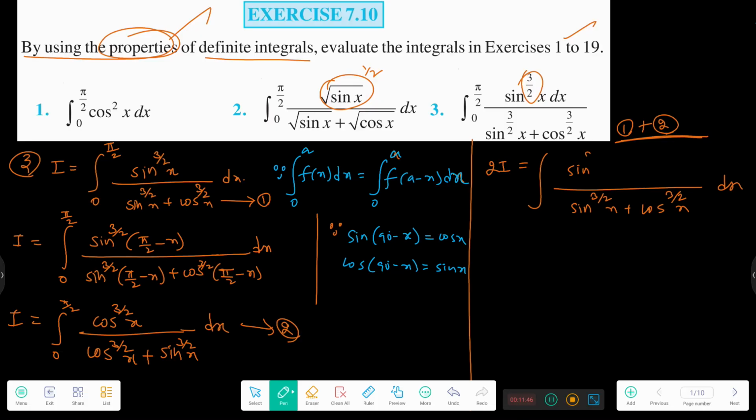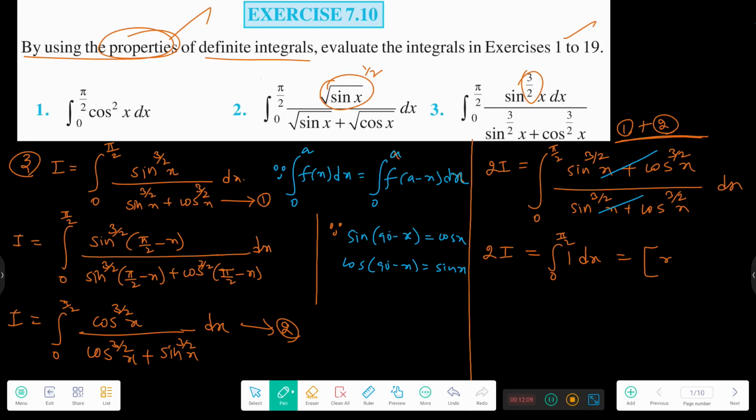So that is sin power 3/2 x plus cos power 3/2 x, with x from 0 to pi by 2. So 2 times I is equal to the integral from 0 to pi by 2. You can cancel the numerator and denominator. Understand? So that I am getting 1 into dx.